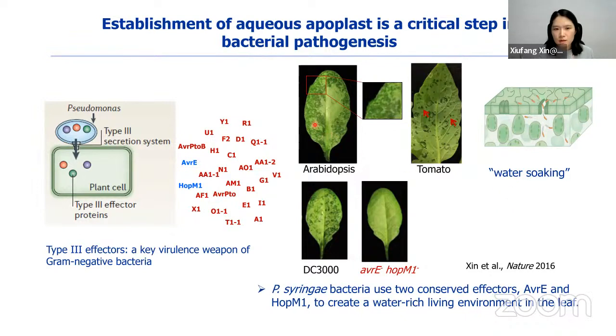You can see here, these dark spots represent the water-soaking spots in the leaf infected by Pseudomonas syringae bacteria. This also occurred in the natural host tomato. And if we mutate AvrE and HopM1, we can see this visible water-soaking is abolished.